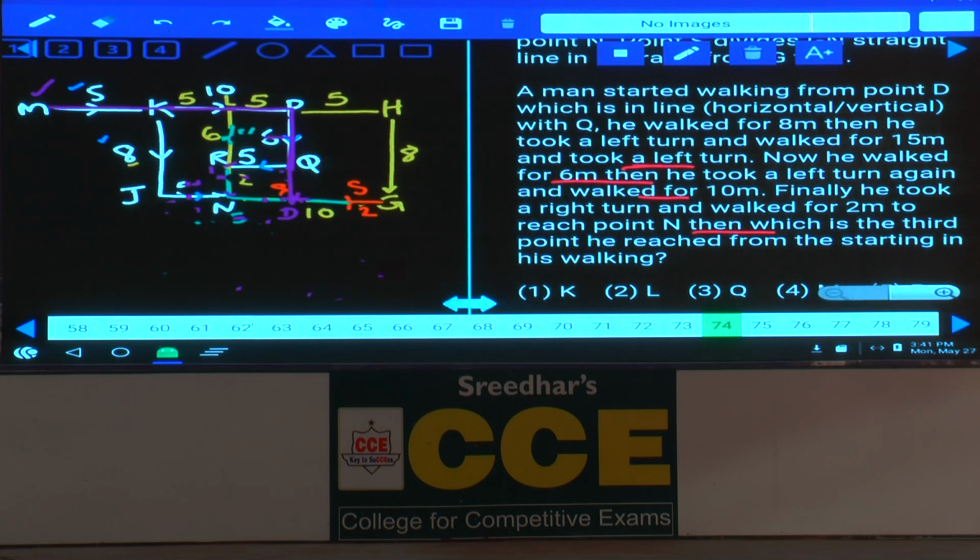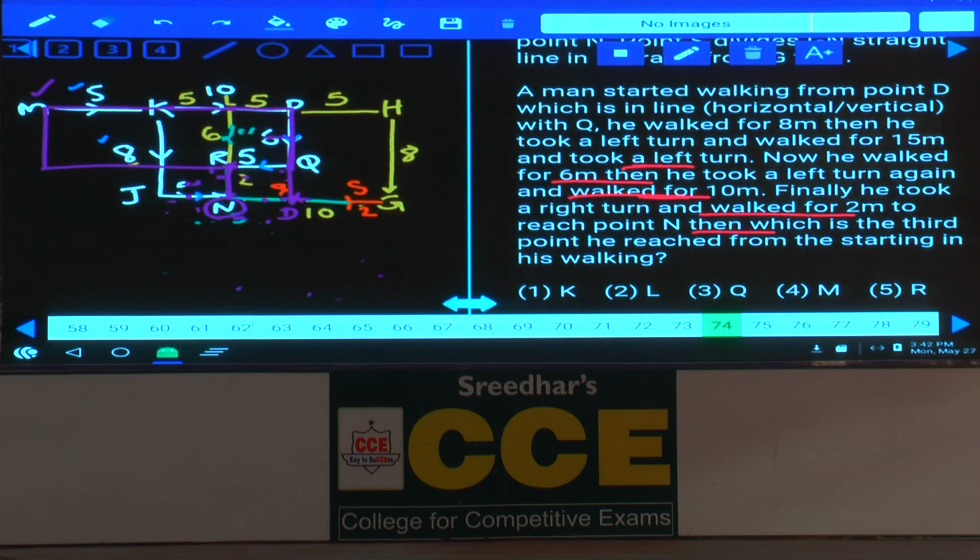Now he walked for 6 meters, he took a left turn. Now from here he turned towards 6 direction. That means according to this R, 6 meters left hand side, and he walks 10 meters, finally 10 meters. Now this person has reached this point R, isn't it? Starting at D, reached P, L, K, M, again R. Then finally he took a right turn and walked for 2 meters to reach N. From here, finally 2 meters to reach point N. Tell me whether finally reached point N or not. Hence initially this person is moving towards which direction? Vertical direction from point D.